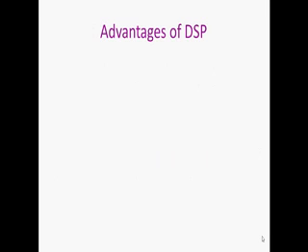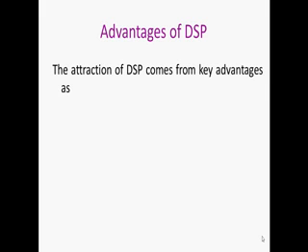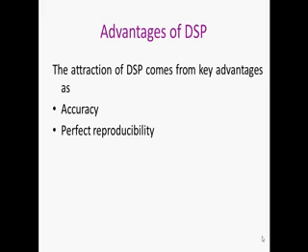Advantages of DSP. The attraction of DSP comes from key advantages such as accuracy. Accuracy is only determined by the number of bits used. Perfect reproducibility: identical performance from unit to unit is obtained since there are no variations due to component tolerance. Greater flexibility: DSP systems can be programmed and reprogrammed to perform a variety of functions without modifying the hardware. This is perhaps one of the most important features of DSP.